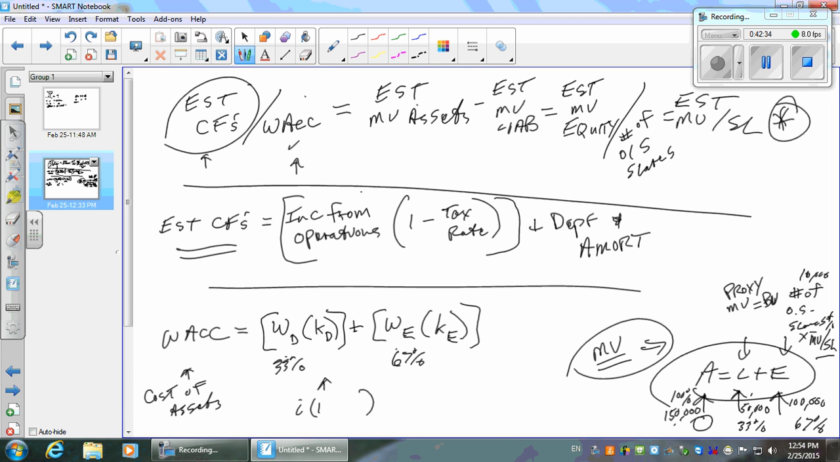So it's 1 minus the tax rate. So that's what you read about. Does it make sense? So again, if this is 10% and I'm in a 30% tax bracket, it looks something like this. I get 7% there. Take the weight times the after-tax cost of debt, right?